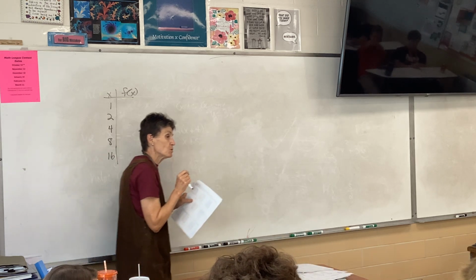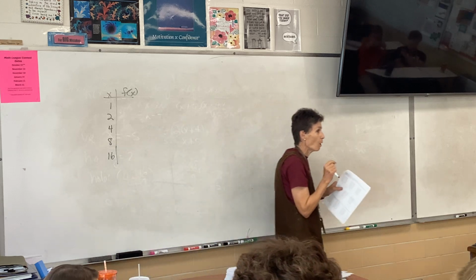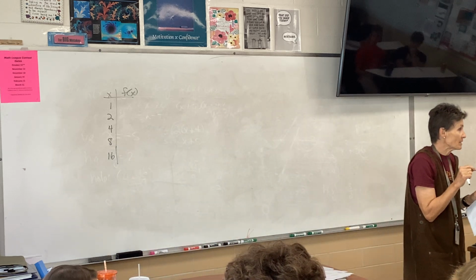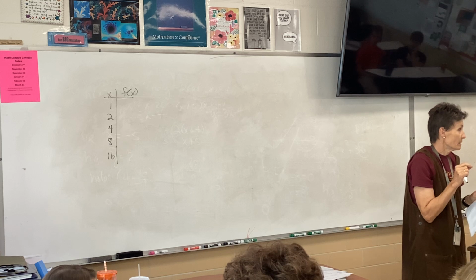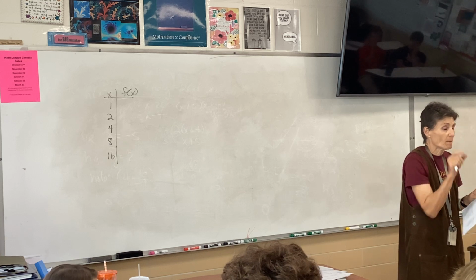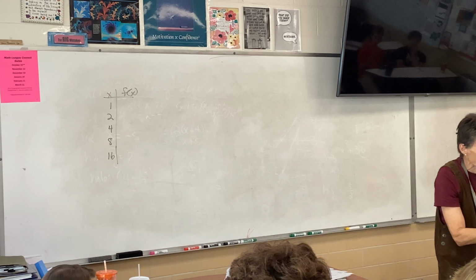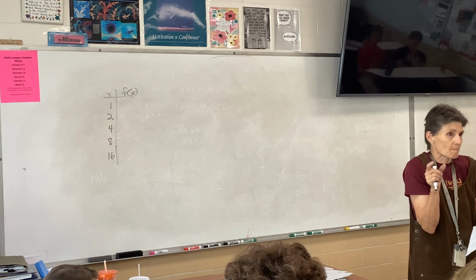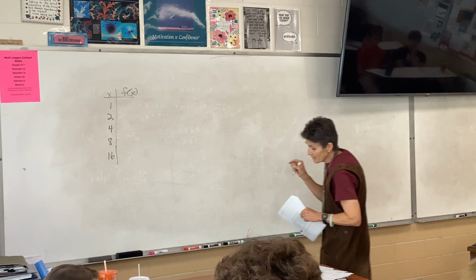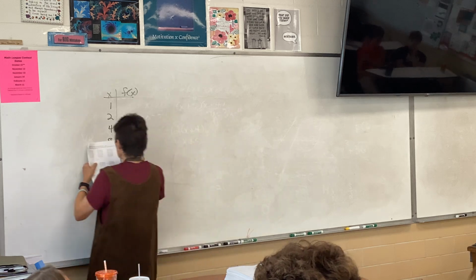And the only reason you can do a linear one is because why? That rate of change is always constant, right? No matter what part of the line you look at, the slope will be the same. So that's all we can do here, is check to see if it's linear.